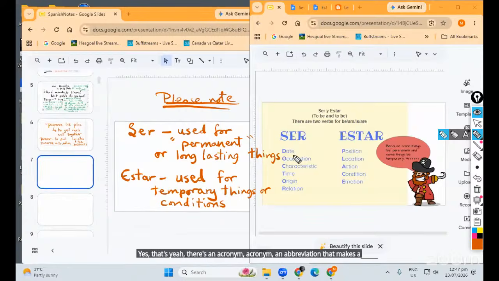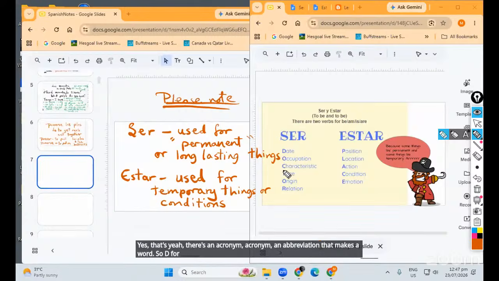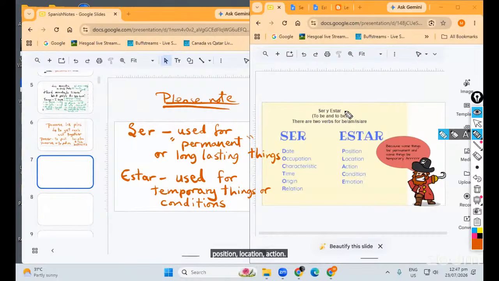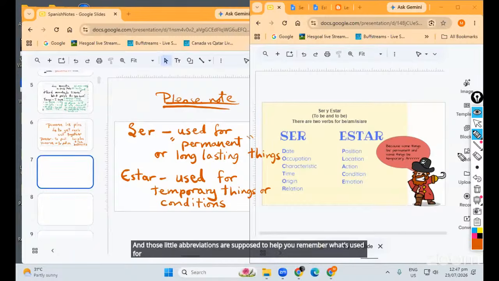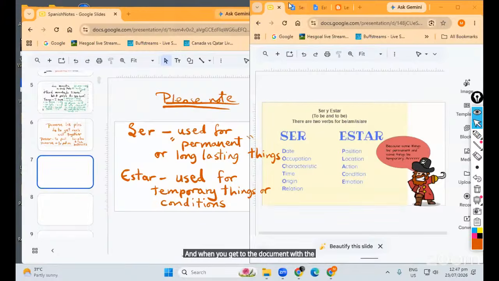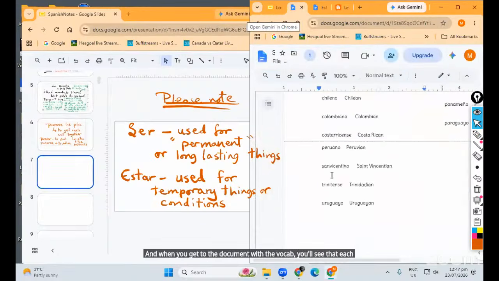So D for date, O for occupation, C for characteristic, T for time, O for origin, R for relation. And they spell DOCTOR, right? And for estar, we have place, position, location, action, condition, emotion. And those little abbreviations are supposed to help you remember what to use for ser and what to use for estar. And when you get to the document with the vocab, you'll see that each page is for one of those letters.